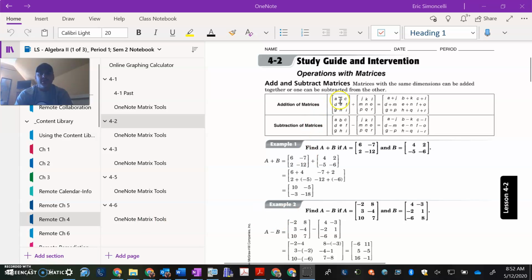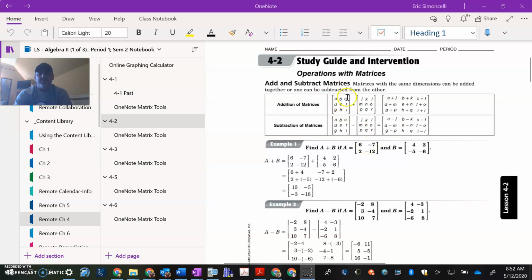So add and subtract matrices. Matrices with the same dimensions can be added together or one can be subtracted from the other. So, addition of matrices. They show a very generic example for both, as it shows here.